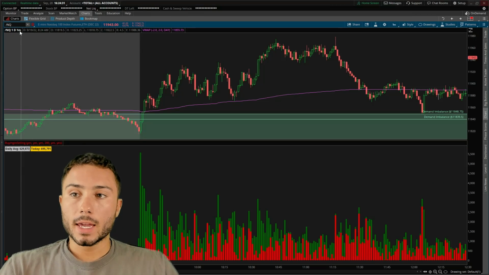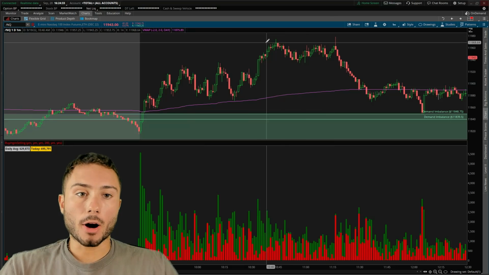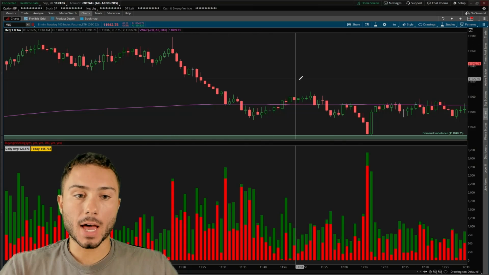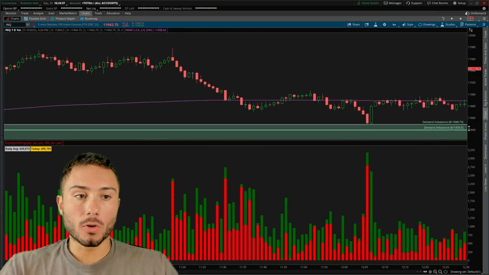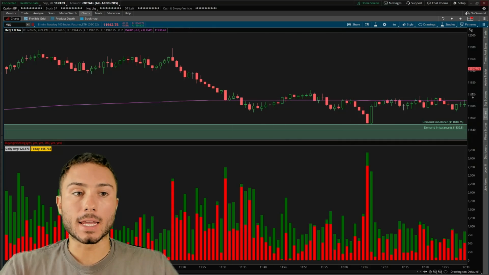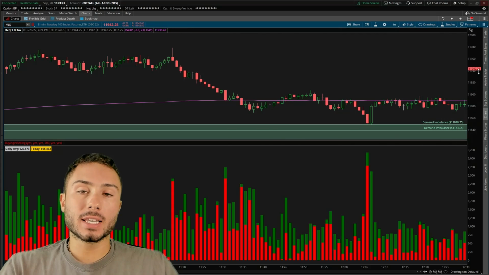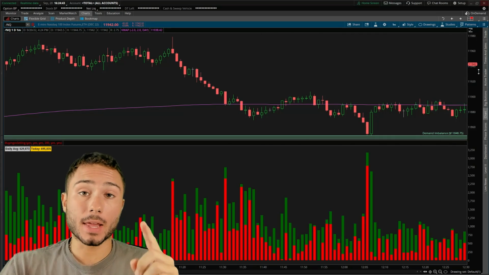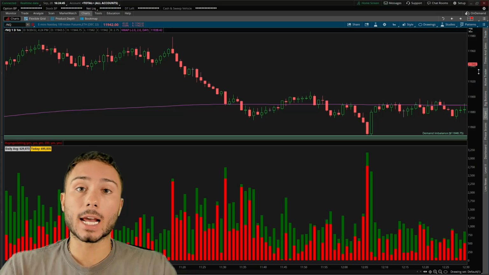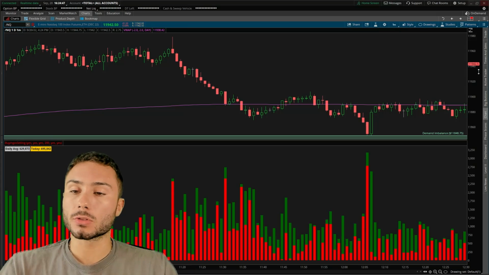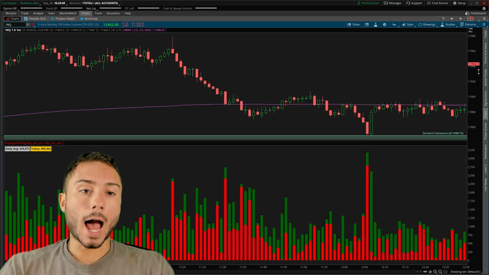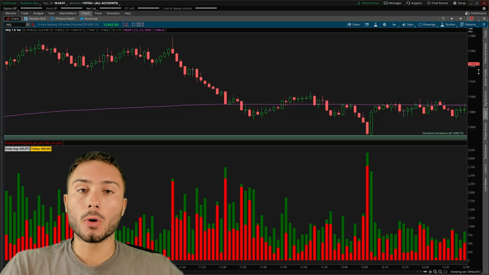For example, here is the NASDAQ, and the market began to sell off of the highs, and we had a demand zone over here at 11848. Now, the first setup that I characterize this indicator off of is for reversals. I love reversals. I love buying when others are fearful, and I love selling when others are getting greedy.